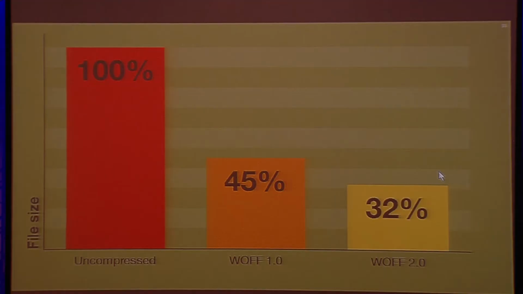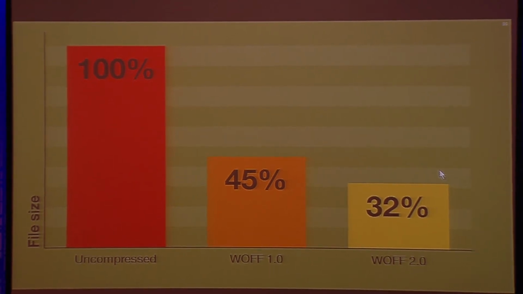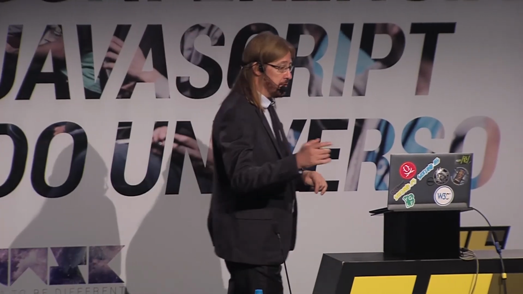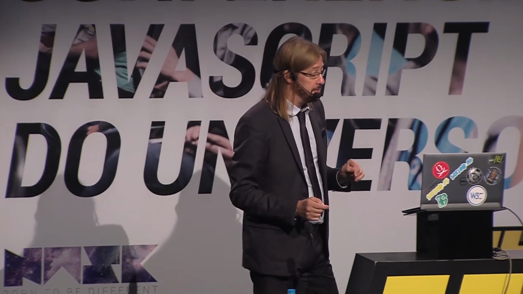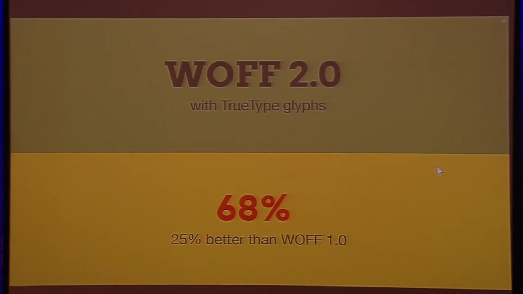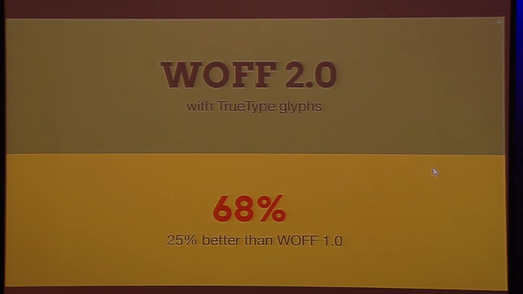So here's some examples. This is based on a very large corpus of data. Basically, the entire Google font corpus and the entire Monotype font library and the whole of Adobe's font library. So based on that, if we consider the uncompressed font to be 100%, then WOF1 gets you down to 45% of the size. And WOF2 gets you down to 32%. Obviously, the more you compress, the harder it is to get that last incremental gain. So as an example, WOF2 with TrueType glyphs takes it down to 68% of the size, 25% better than what WOF1 did.